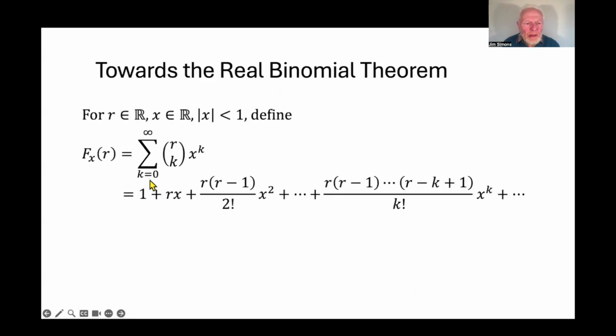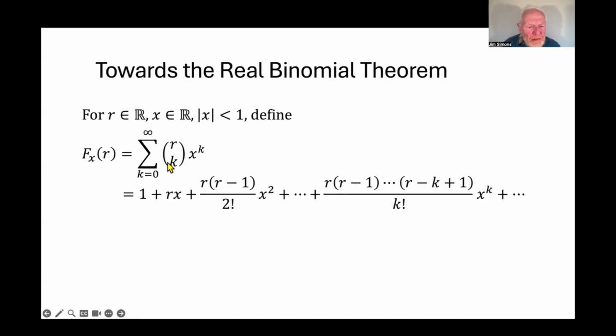So now what we do is we define this function here to be that same thing, but with r now as a general real number. So starting with this version, that is exactly what we had before, and it's a straightforward function, isn't it? Nothing very complicated about it, except that it goes on forever.